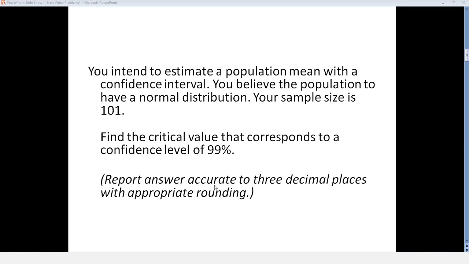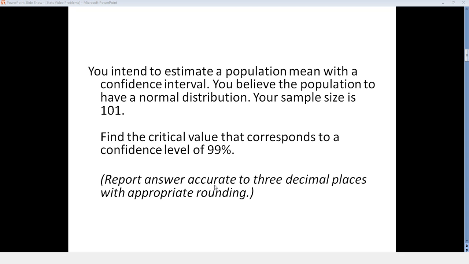You intend to estimate a population mean with a confidence interval. You believe the population to have a normal distribution. Your sample size is 101. Find the critical value that corresponds to a confidence level of 99%. Report answer accurate to 3 decimal places with appropriate rounding.